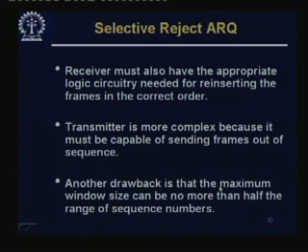Another drawback is that the maximum window size can be no more than half the range of sequence numbers. Okay. This is a small problem with selective reject. Previously, you remember, it was up to 2 to the power k minus 1. Now we can use only half of that, not the full thing. We will see why.